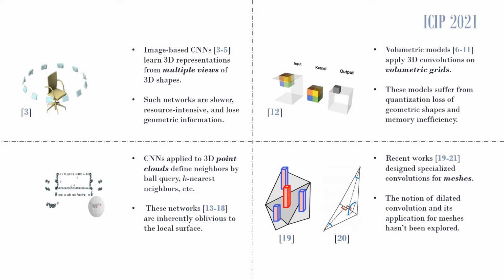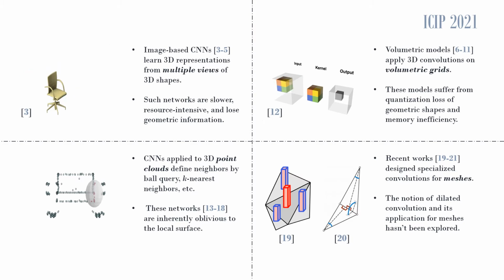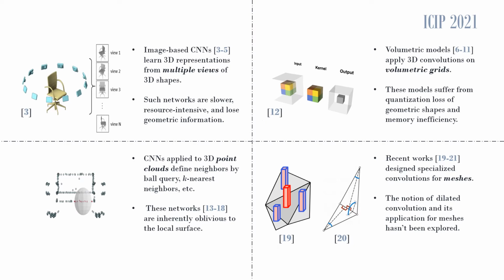Initial work applied regular CNNs to irregular 3D shapes by projecting the shapes to multiple 2D images or volumetric grids. However, these methods are slower, resource-intensive, and lose geometric information. Many methods have successfully applied CNNs to irregular point clouds by defining neighborhoods for convolution through k-nearest neighbors, ball point queries, etc. However, point clouds are inherently oblivious to the local surface of a shape. More recently, a few methods have successfully applied specialized convolutional operators tailored to exploit the geometric properties of meshes.